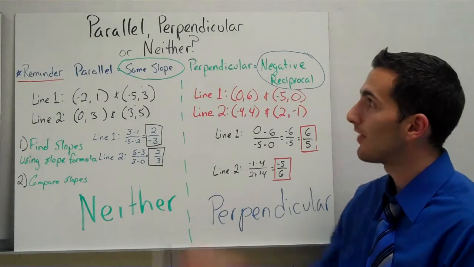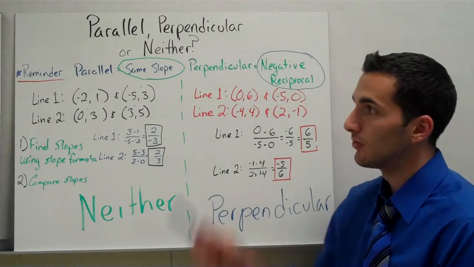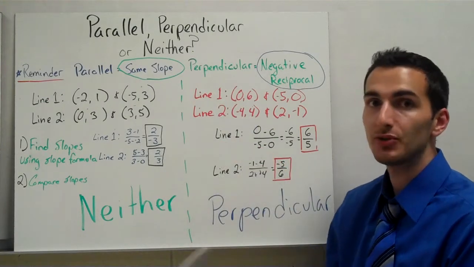And that's it. Now you know how to find parallel and perpendicular lines. You can tell me which line is steeper, and you can find slope.